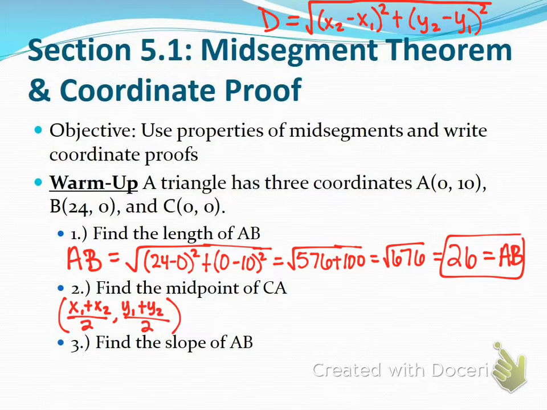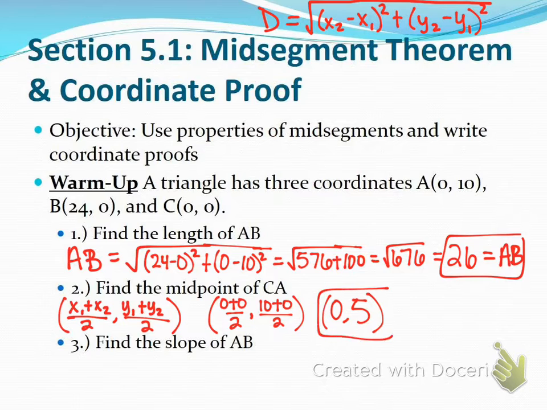So for the midpoint of CA, what are the x coordinates that I'm adding together? 0 and 0. That makes it easy. What about the y coordinates? 10 plus 0. Okay, so 0 plus 0 divided by 2, still 0. 10 plus 0 divided by 2 is 5. So the midpoint of segment CA would be 0, 5.